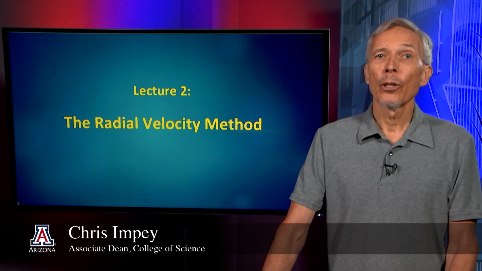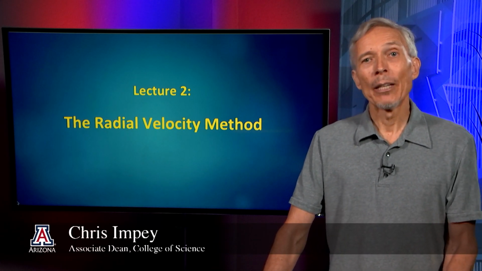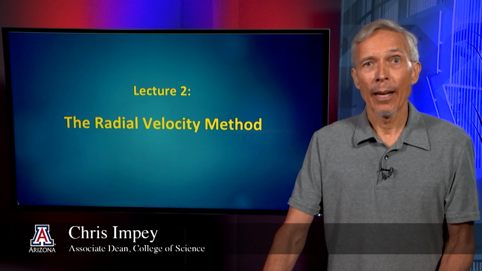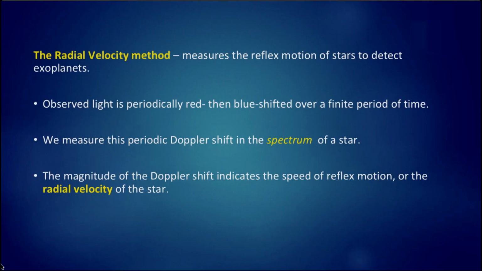In this lecture, we'll look in a little more detail at the radial velocity method for detecting exoplanets. Remember, the radial velocity method is a measurement of the reflex motion of stars as a way of detecting exoplanets that cannot be seen directly. The observed light is periodically red and then blue shifted, recurring each orbit.